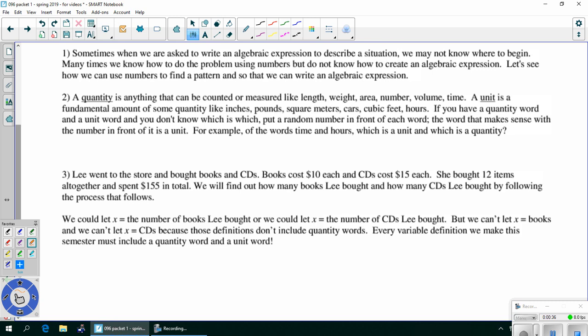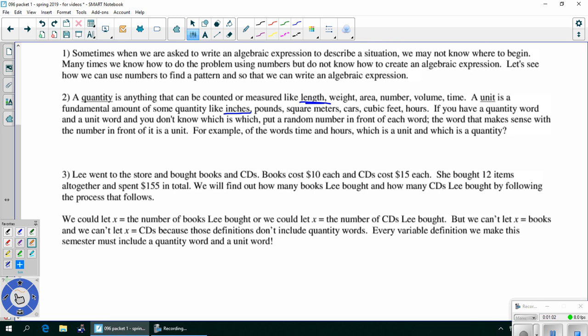Number 2, a quantity is anything that can be counted or measured like length, weight, area, number, volume, and time. A unit is a fundamental amount of some quantity. So for example, the quantity length could be measured in the unit word inches. That's not the only unit that you could use to measure length. You could measure length in feet or meters or yards, miles, lots and lots of different unit words for length.